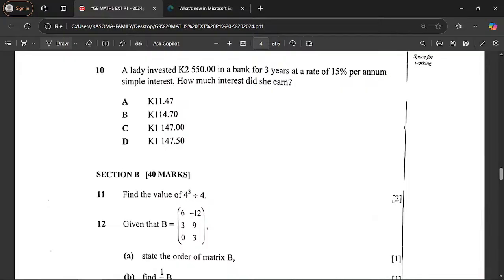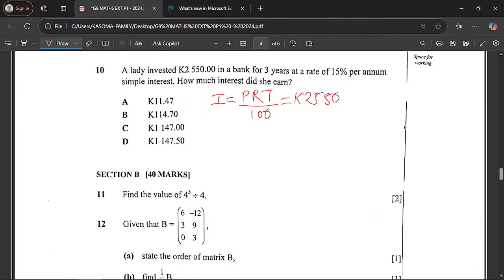Sorry for that. So what I'm saying is we're going to use the formula, which is interest is equal to principal times rate times time over 100. The principal that the lady invested is the money that was put in the bank, which is 2,250 kwacha. Then times the rate, that is 15%.